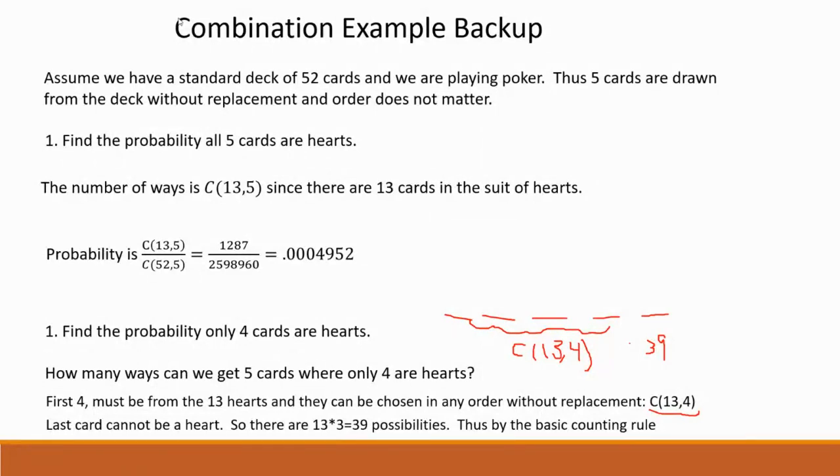All right. So here we have a deck of 52 cards. Again, we're getting 5 cards. I wrote down we're playing poker, but the idea is we're getting 5 cards at a time that we're being dealt without replacement. And the order doesn't matter either. Okay? The order doesn't matter. So now we want the probability that all 5 cards are hearts.